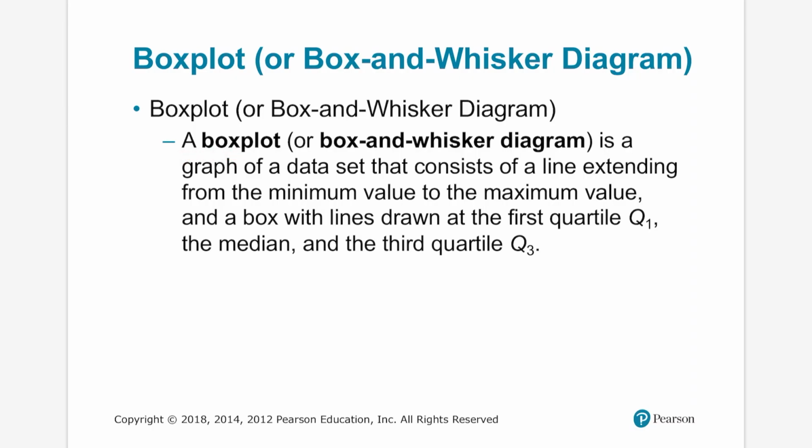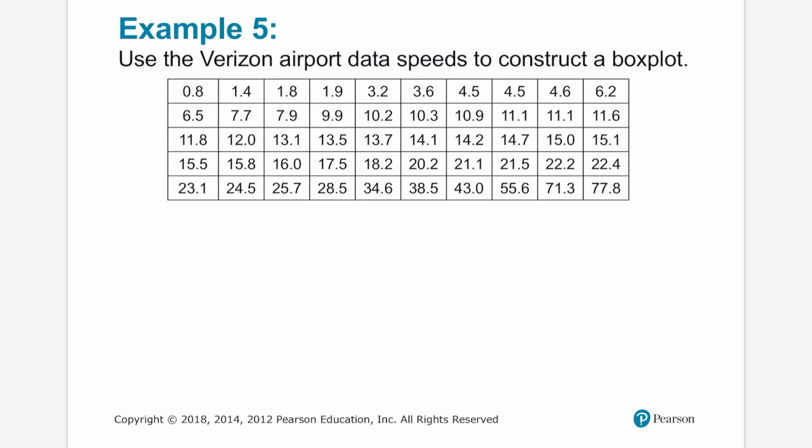A box plot is a graph of a data set that consists of a line extending from the minimum value to the maximum value, and a box with the lines drawn at the first quartile, median, and the third quartile. Use the Verizon Airport data speech to construct a box plot. To construct a box plot, we are going to need the 5-number summary. We already found it in the previous example, so I am going to just write it down.